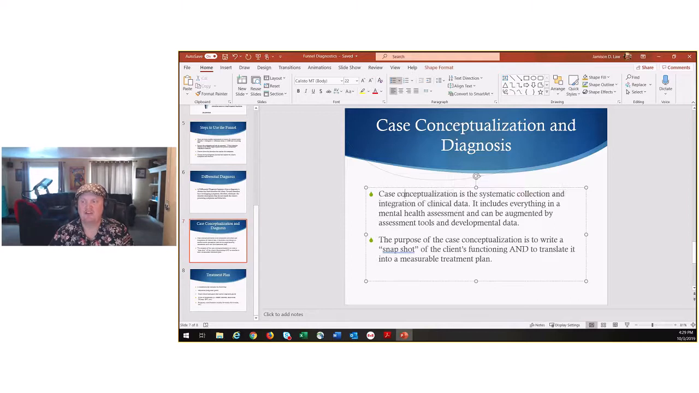So again, this is just going down to case conceptualization. I'm just giving this definition again to kind of pound it into you. It is a systematic collection and integration of clinical data. It includes everything in a mental health assessment and can be augmented by assessment tools and developmental data. The purpose of the conceptualization is to write a snapshot of the client's functioning and to translate it into a measurable treatment plan.